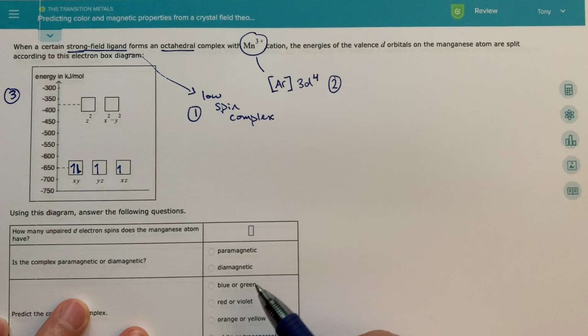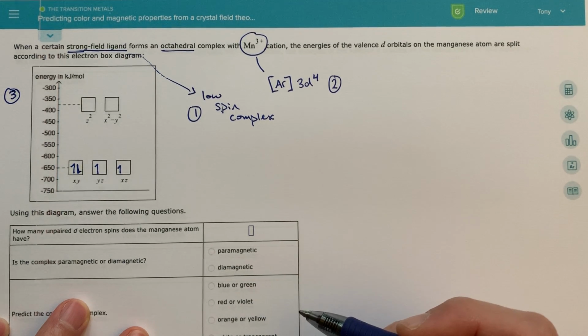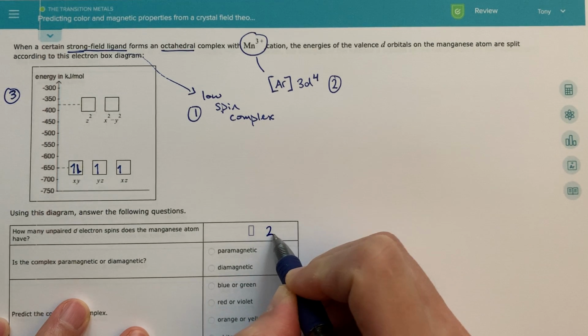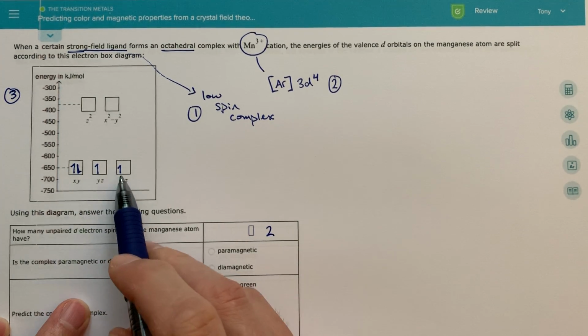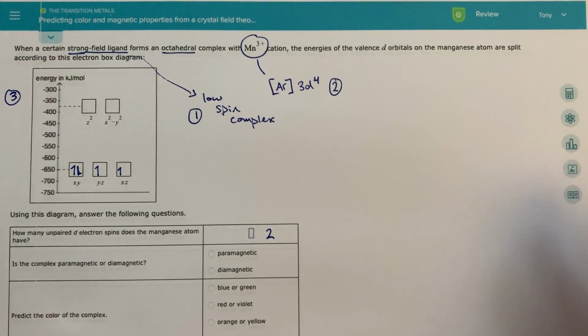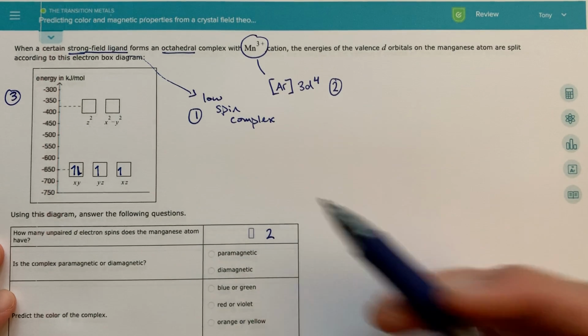Now we can start answering our questions, or at least the first 2 of these questions. So how many unpaired d electrons? We've got 2 here. We're just counting 1, 2. And of course, if you made a mistake on whether this was high spin or low spin, you're going to be in trouble already. But that's why that's important.